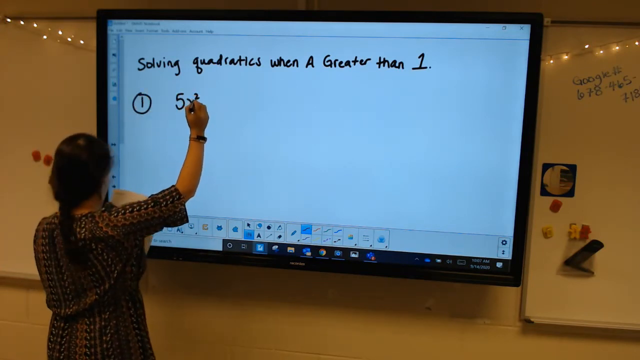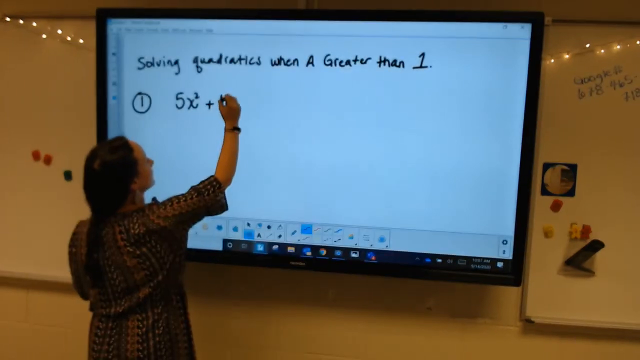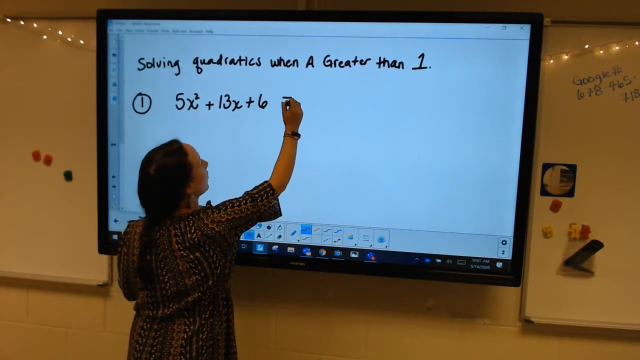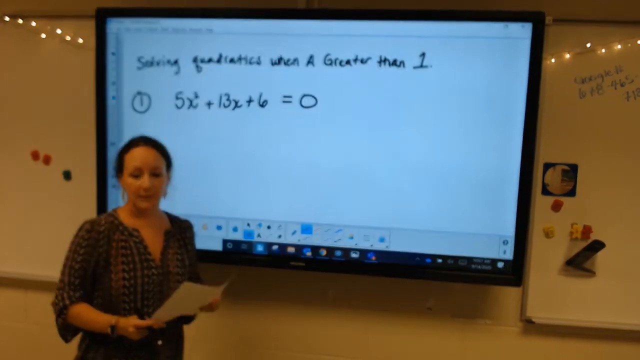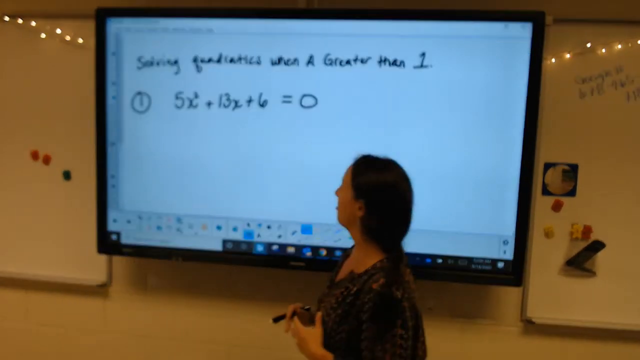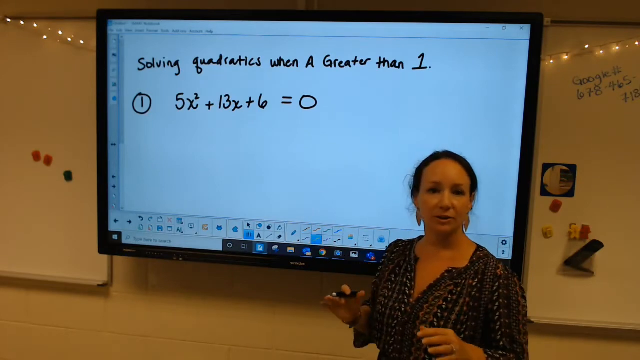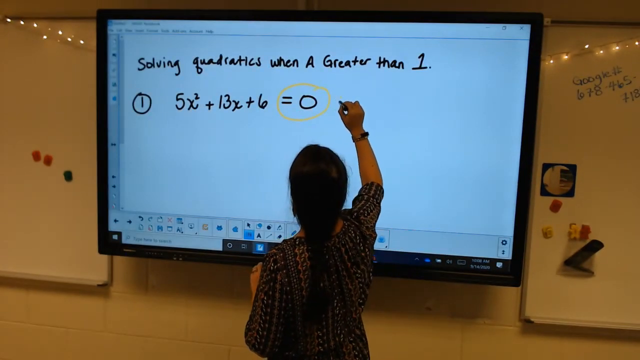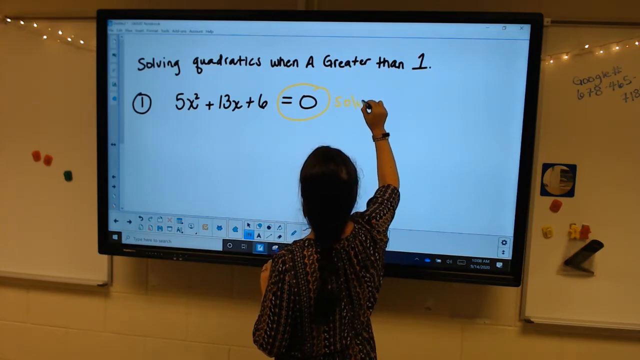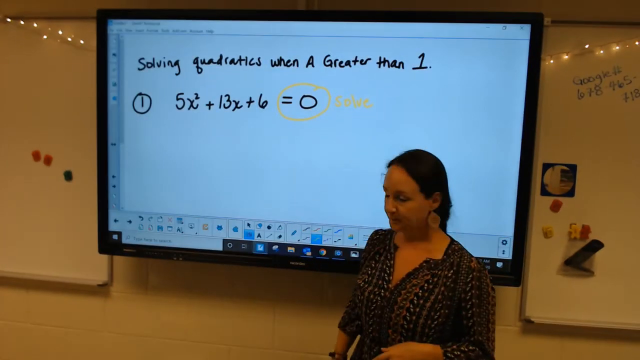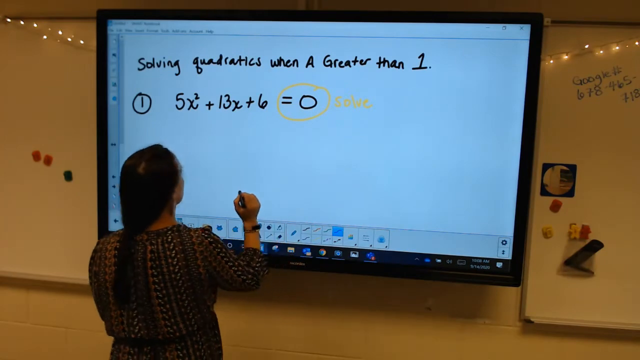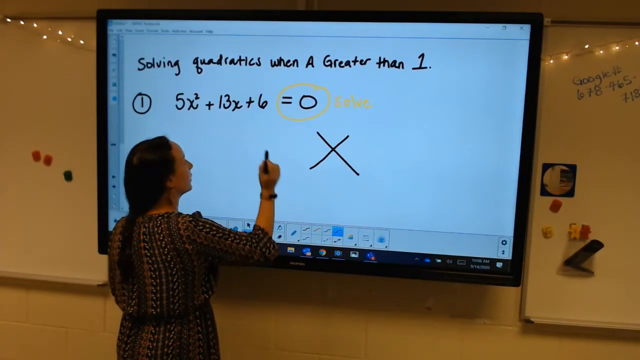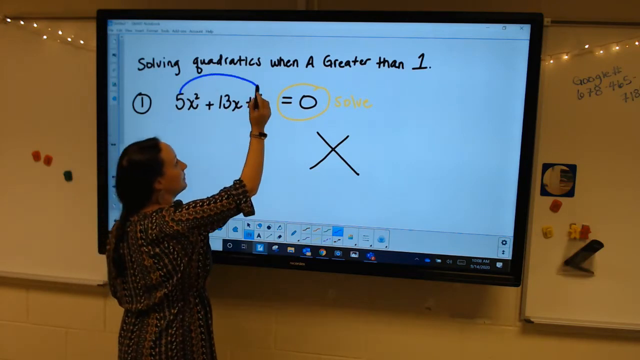5x squared plus 13x plus 6. Again, the only thing we're introducing from what you already should understand about factoring is this equals 0, and it just tells us that we're going to solve at the end. So the process for factoring when a is greater than 1, we're going to multiply 5 times 6.